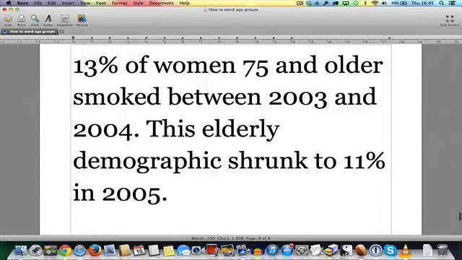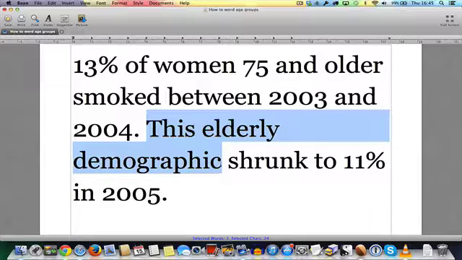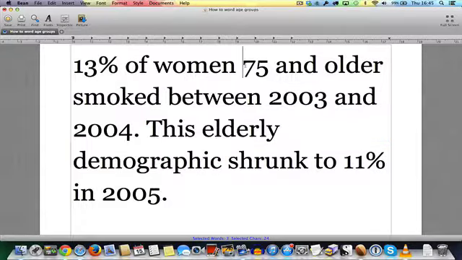Okay, so now writing it this way would be accurate, and that is because we're using the word "this" to link the idea of an elderly demographic. Well, what elderly demographic are we talking about? We're talking about the specific demographic that starts at 75 and moves up. So in this sense, it would be a grammatically accurate progression. But if we were to just reference the elderly, that would not be correct.